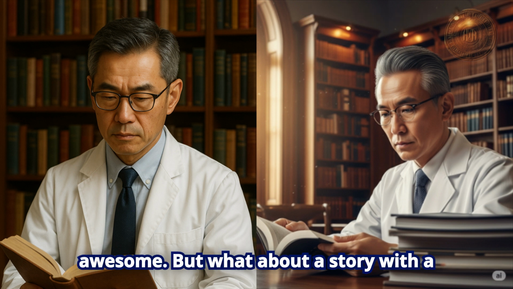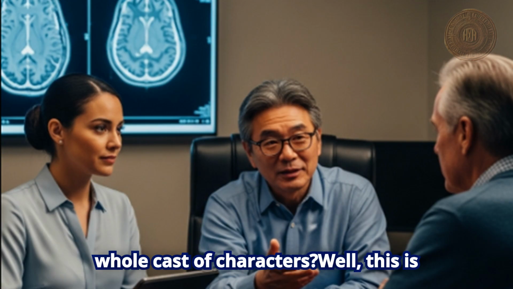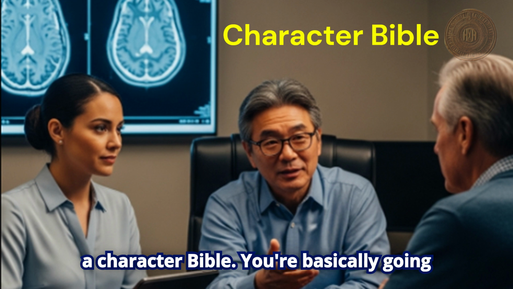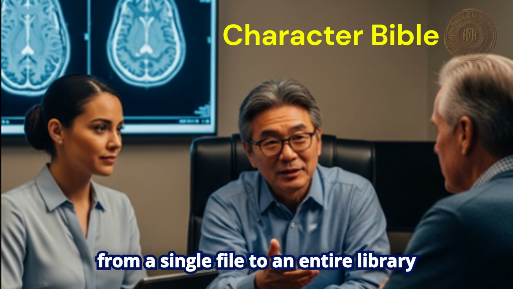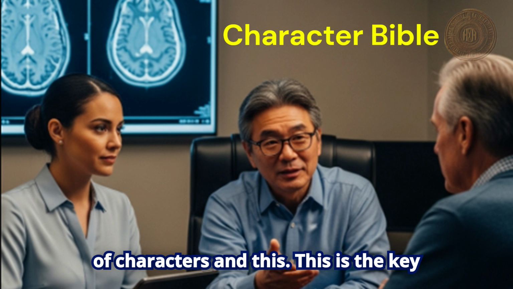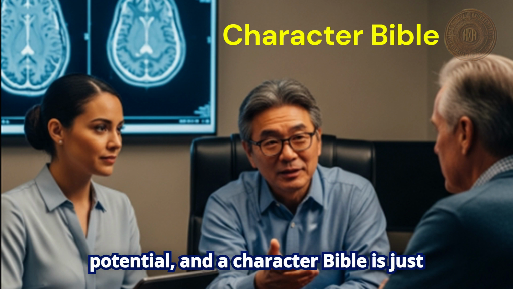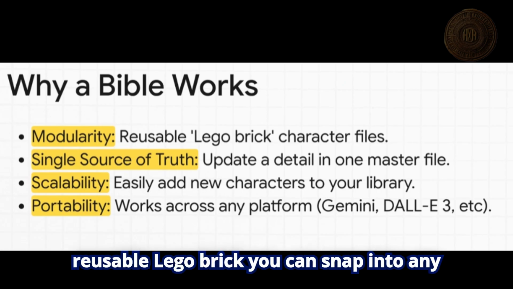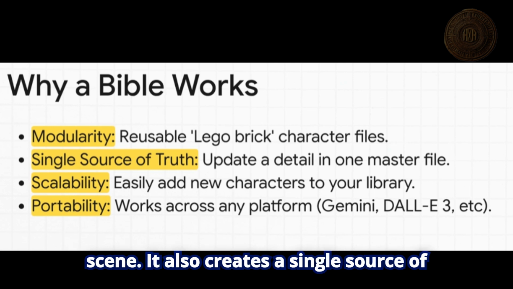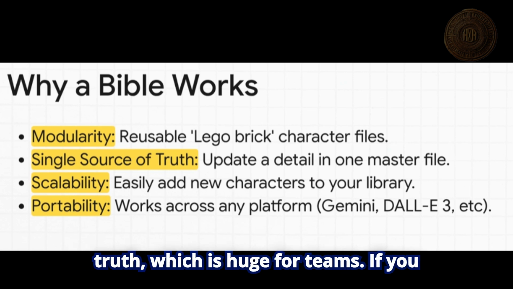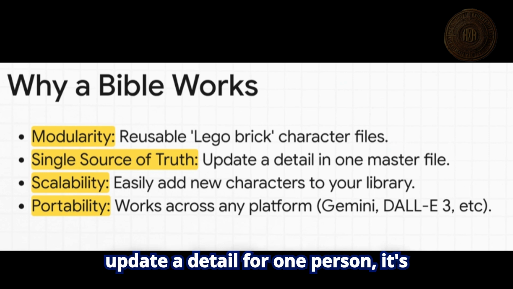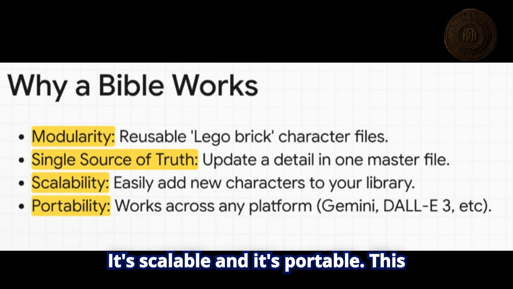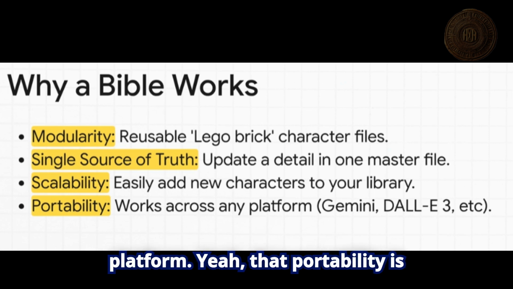So you've totally mastered this for one character. That's awesome. But what about a story with a whole cast of characters? Well, this is where we scale things up to what's called a character Bible. You're basically going from a single file to an entire library of characters. And this is the key to unlocking some serious narrative potential. And a character Bible is just so powerful because it's completely modular. Think of each character as a reusable Lego brick you can snap into any scene. It also creates a single source of truth, which is huge for teams. If you update a detail for one person, it's updated for everyone. And the best part? It's scalable and it's portable. This system isn't locked into just one AI platform.